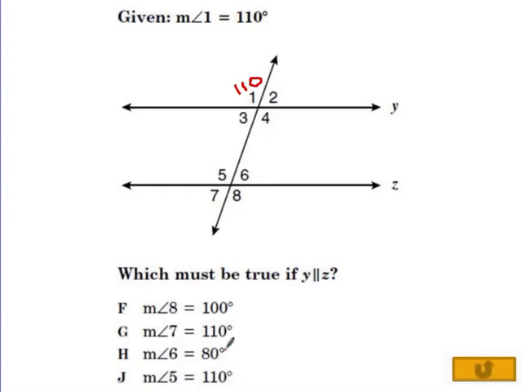Angle 6 is 80. Okay, that would work if 110 plus 80 added up to 180, but it doesn't, so that's not it. It must be J. Angle 5 is 110. Let's think about that for a sec. That makes sense because these are corresponding angles. One interior, one exterior on the same side. They should be congruent. And if you just look at them too, they're both obtuse.